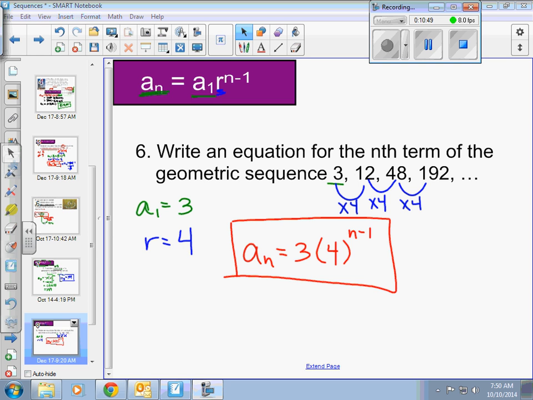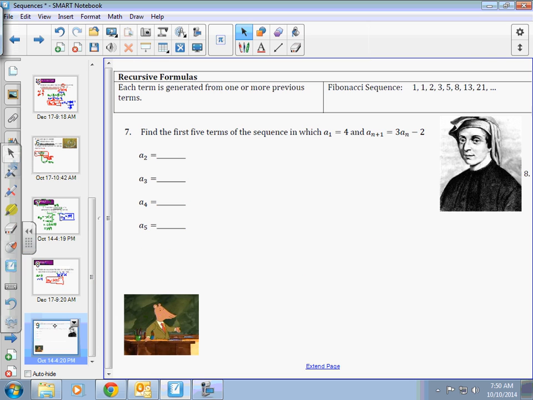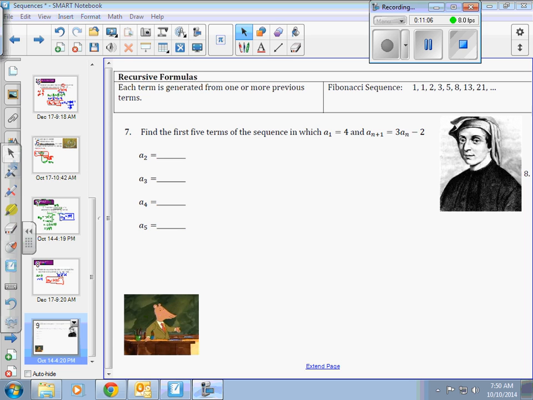We are going to go ahead and stop with geometric and arithmetic for today, and we will take a look at recursive formulas tomorrow in class. So go ahead and just re-look over those rules. If you have any questions, write them down so you can ask me when you get to class. Have a good day, and I will see you tomorrow.